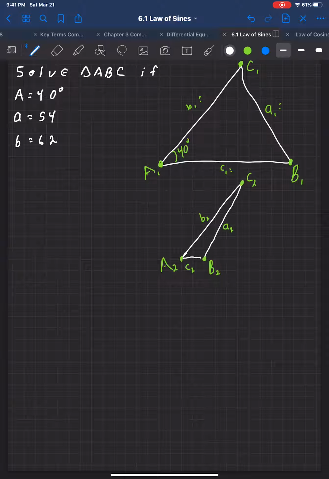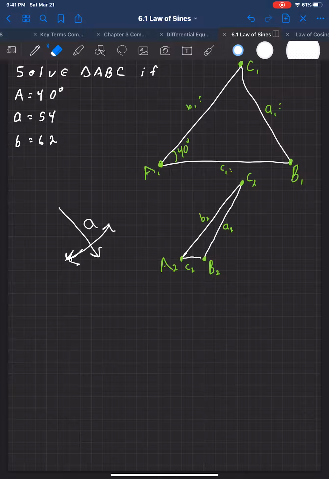So remember, side A was allowed to swivel, right? We were allowed to rotate it about that hinge, right? So we can move it around. That's why we were able to form two different triangles, because side A can swivel around.